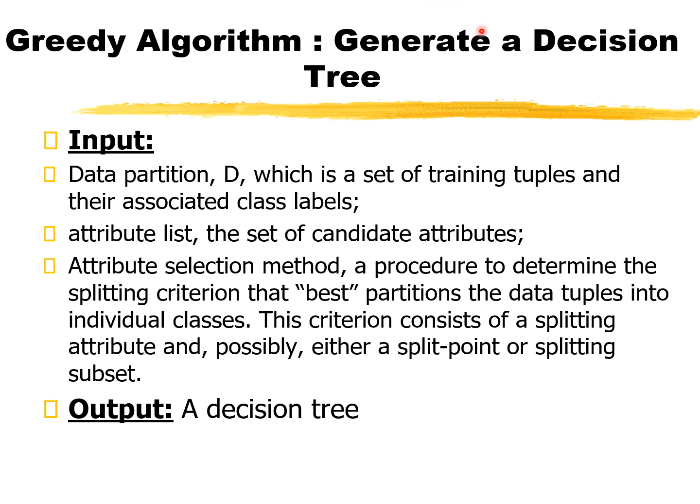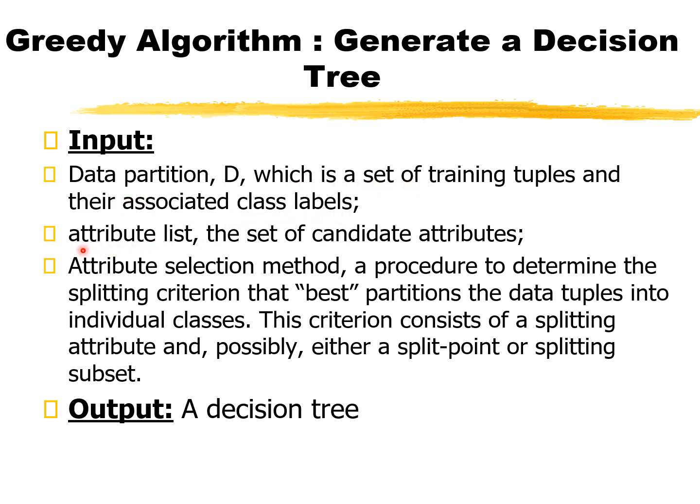Now, the greedy algorithm generating a decision tree. The input for this algorithm is a data partition, which is part of data D, which is a set of training tuples and their associated class labels. So this is our training data.